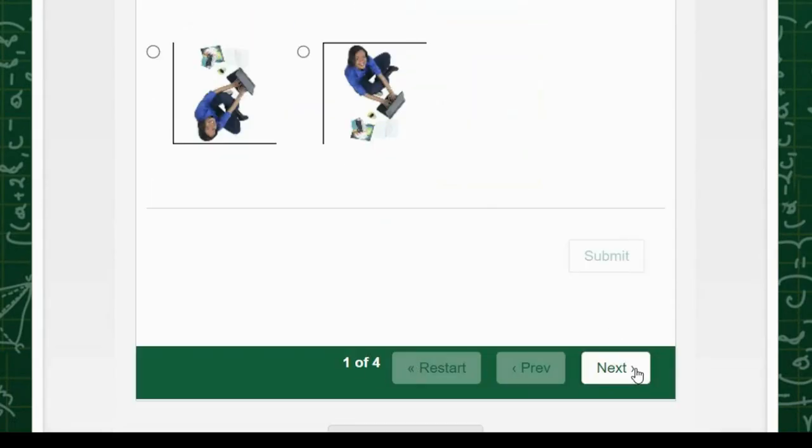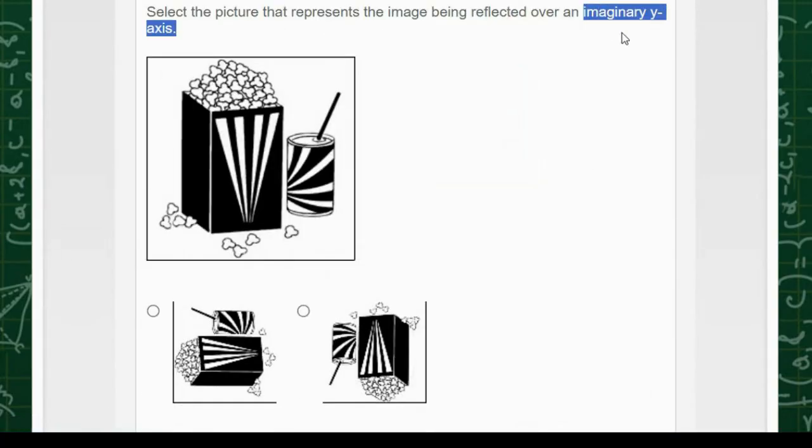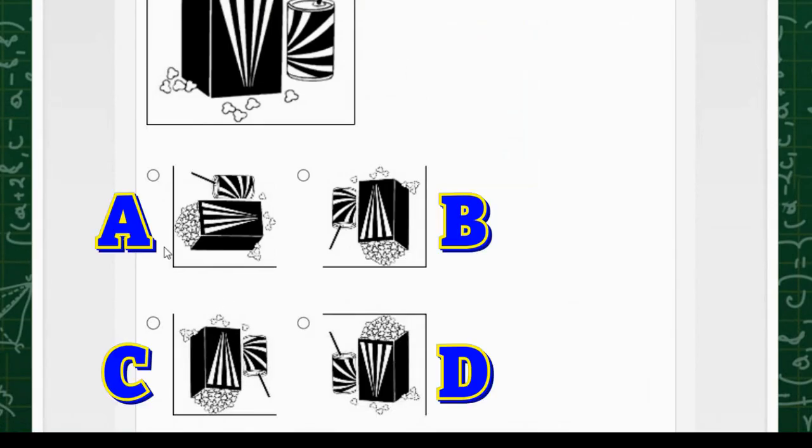All right, we've got another one. Actually, we got 3 more. So I'll leave it big. Okay, this is over a y-axis again. Which one of the below, A, B, C, or D? A and B is on the top row. C and D is on the bottom row. Reflecting this over the y-axis.